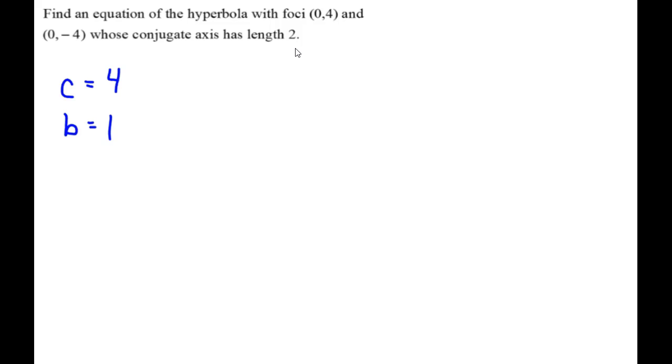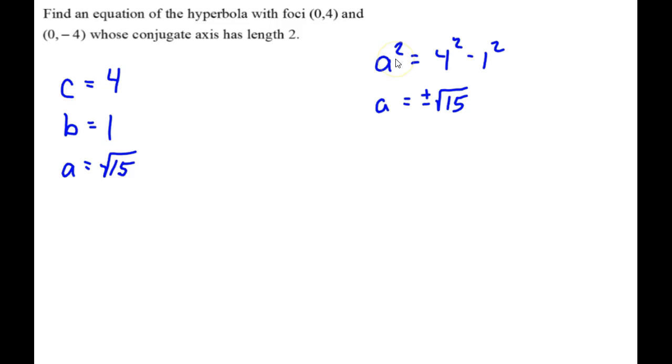Now we use that Pythagorean relation to find the value of a. So a squared is equal to c squared minus b squared. Simplifying that, we get a equal to plus or minus radical 15. We're talking about distance, so we take the positive value. Now we know c, b, and a. Now we have enough information, we should be able to write the equation for this hyperbola.